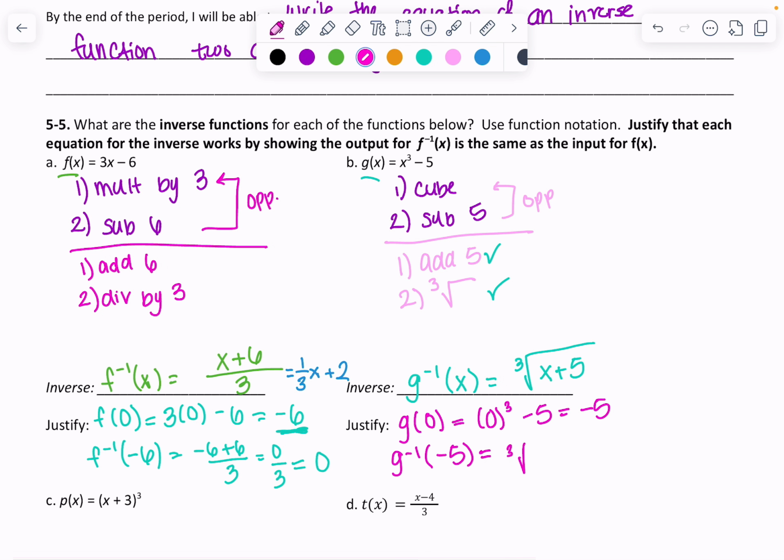So let's see if that happens. We'll plug in that -5 into our inverse function. -5 plus 5 under our cube root, sorry, is 0. And the cube root of 0 is 0. So we ended back up where we started, which is great.